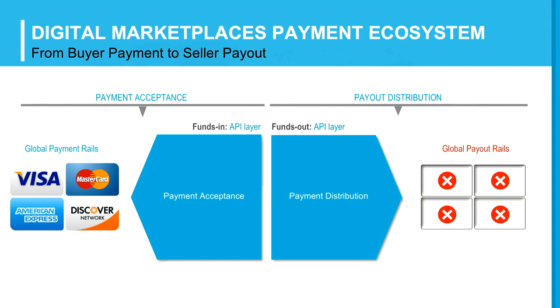Flip to the other side of the payment ecosystem for marketplaces, and that's where you do payment distribution, otherwise known as a payout. And that's where the seller who has earned funds for the goods or service they've delivered, that's how they get paid. And that's really the side of payments that Hyperwallet sits in. Now, the challenge that we're solving is that there really isn't a cost-effective global rail to distribute payments the same way there is for payment acceptance.